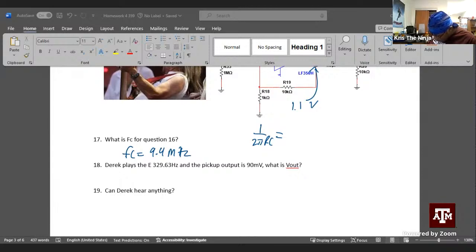The pickup is 90 millivolts, so 0.09 times 11. So 99 millivolts is at the output, so that's our VN. Well, that's like our quoted VN. I put that in quotes because it's the VN that the filter sees.